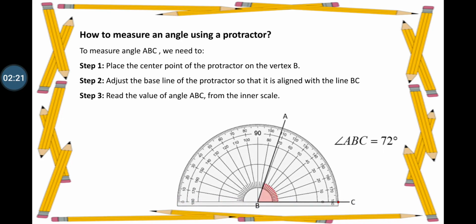You can see here that B is the center that is called the vertex. So we have placed the vertex in the center and the line must be aligned on the baseline, and then we can read out the measurement.